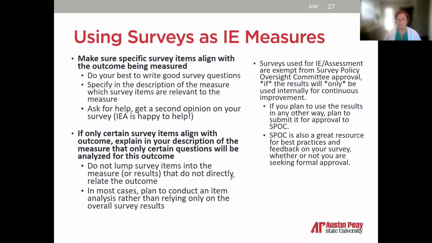In most cases, you probably want to plan to conduct an item analysis, meaning looking at the responses to every item in your survey that relate to that outcome, rather than just saying, overall average on this survey was 4 out of 5. That doesn't really help you parse out where you might need improvement. So think about that when you get to the results report phase as well.